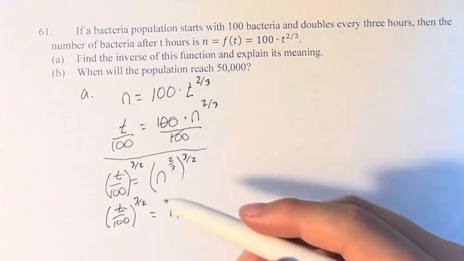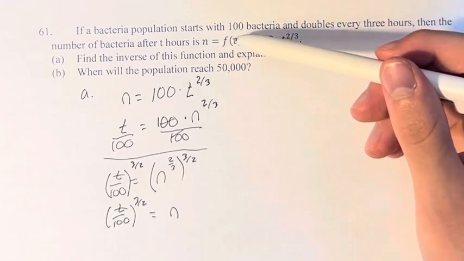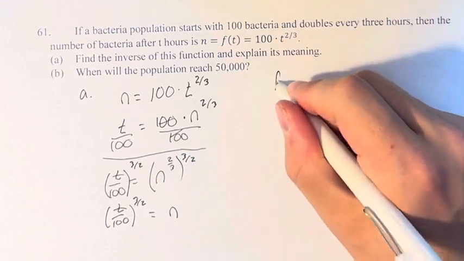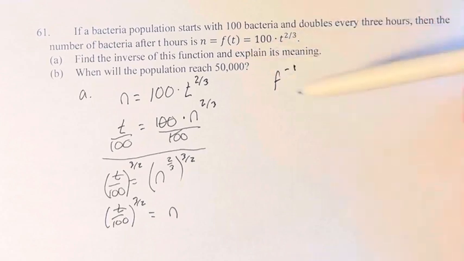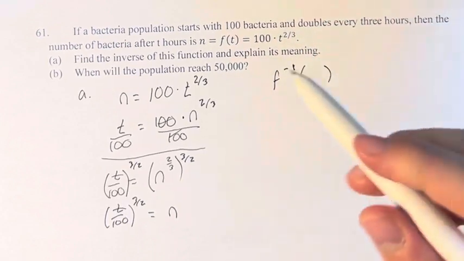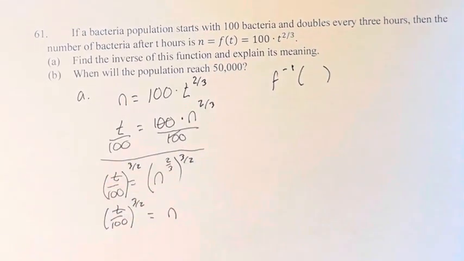Turning this into an actual function, right? N is equal to f of t in the original function. Therefore, n is equal to the inverse of t in the new function. And we have to be careful here because these aren't just random variables. These are representing real-life phenomena.